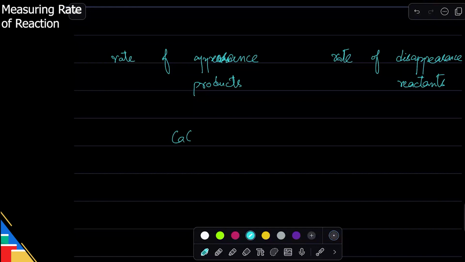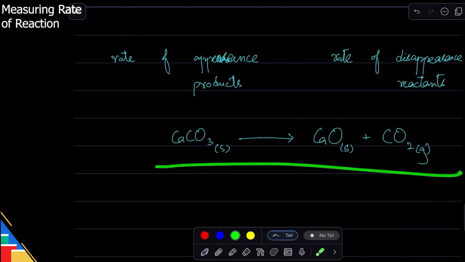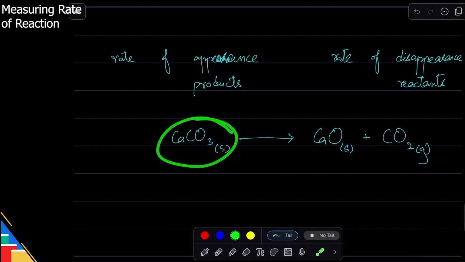I have CaCO3, which is a solid, that changes to calcium oxide, which is a solid, plus CO2, which is a gas. Now, first thing, will any of these be colorful or will they be white? Calcium carbonate, do you think it will be colorful or white? White. Why?